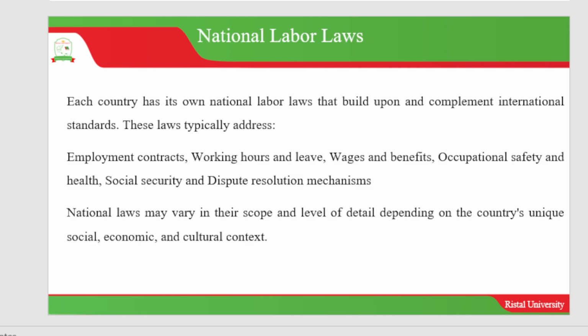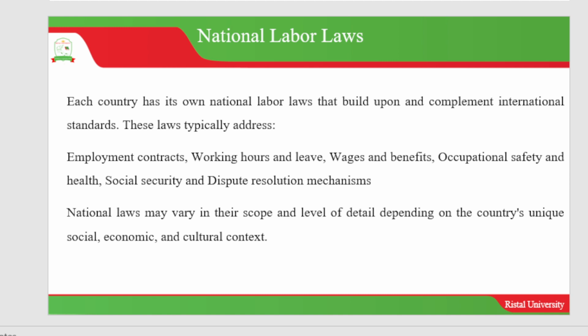So having looked at the International Labour Organization, now we are going to look at the National Labour Laws. We just talked about the South Sudan Labour Act of 2017. Each country has its own labor laws that build upon and complement international standards. These laws typically address employment contracts. We have the working hours, leave, wage, and benefits. So on top of the labor law, these are some of the key aspects you will find even in our own South Sudan Labor Act of 2017. These are some of the provisions you will find there.